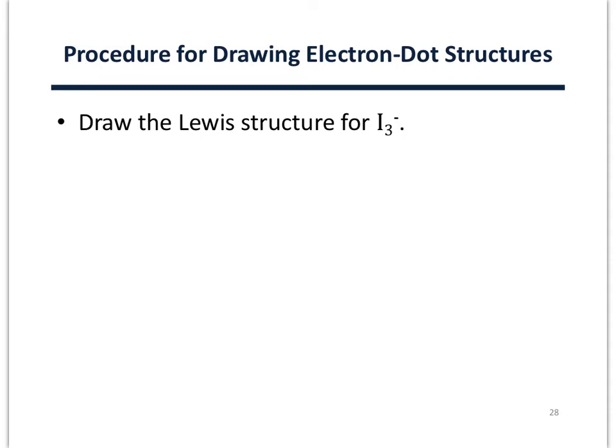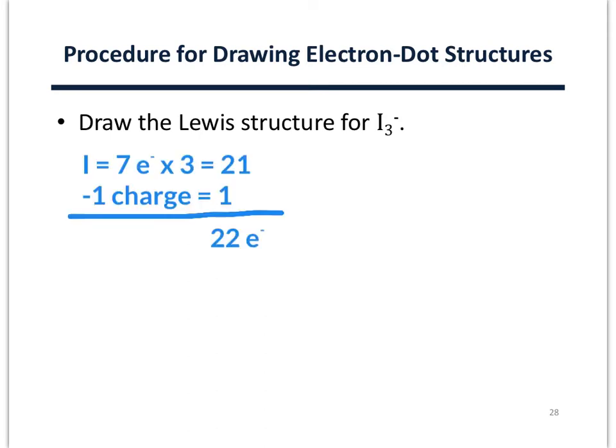Let's look at an example of a molecule with an expanded octet. We're going to draw the Lewis structure for the I3 minus 1 anion. As always, we'll start with a valence electron count. Each of the 3 iodine atoms has 7 valence electrons for a total of 21, and then our -1 charge is the result of the addition of 1 more electron, so our overall structure has 22 electrons. The next step is to identify the central atom, and in this case the only type of atom present is iodine, so it will be our central atom.